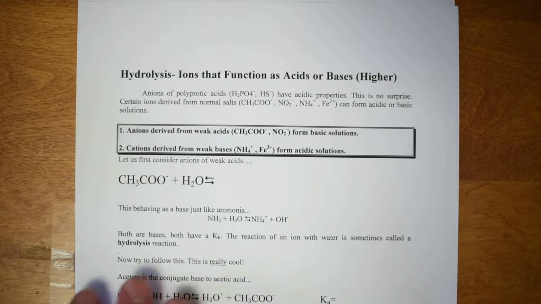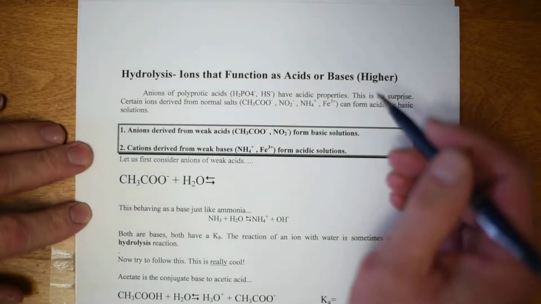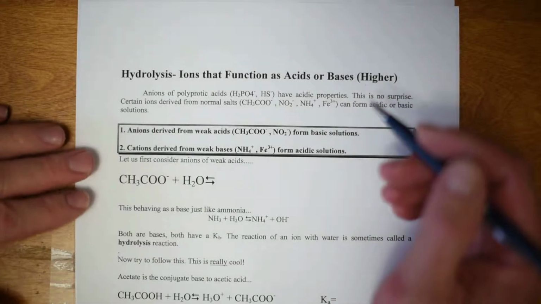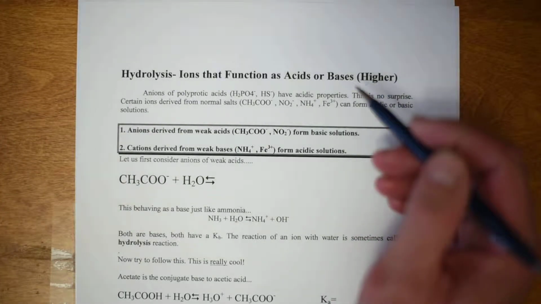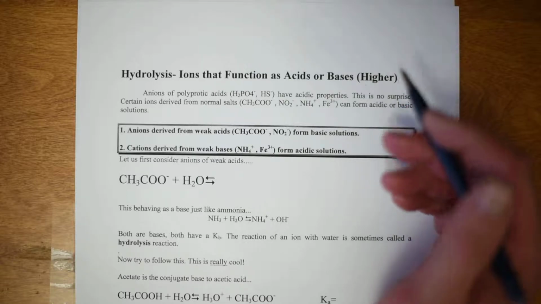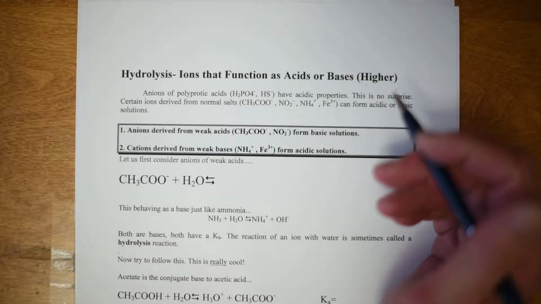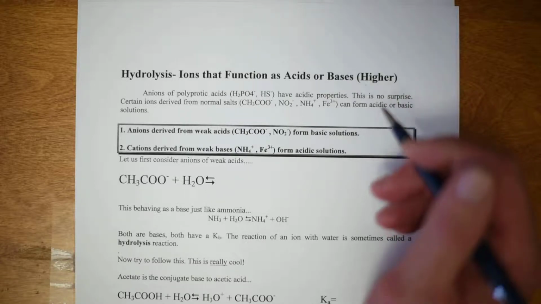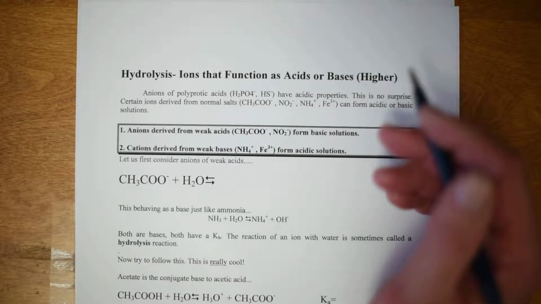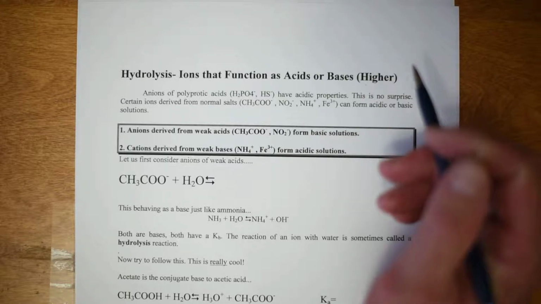So topic number one, we're starting on page 223: hydrolysis. Hydrolysis is a reaction with water, and you might wonder what happens when a salt dissolves in water. Does it change the pH of the water, or does the solution have a pH other than 7? And the answer is simple. It depends. It depends on what ions are found in the salt that you're talking about.